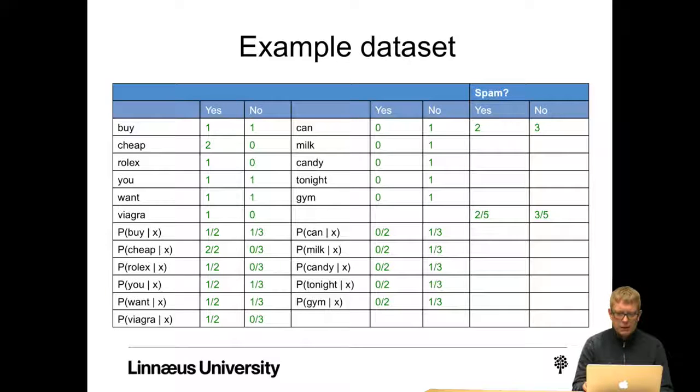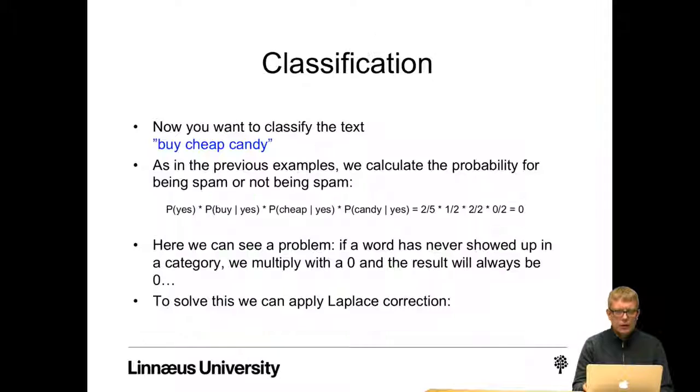And once we have filled the table, we can classify new examples. So in this example, we want to classify if buy cheap candy is spam or not. As in the previous example, we calculate the probability for being spam or not being a spam. So in this case, the probability of being a spam is probability yes, multiplied by probability of the word buy given yes, multiplied by probability of cheap given yes, multiplied by probability of candy given yes.